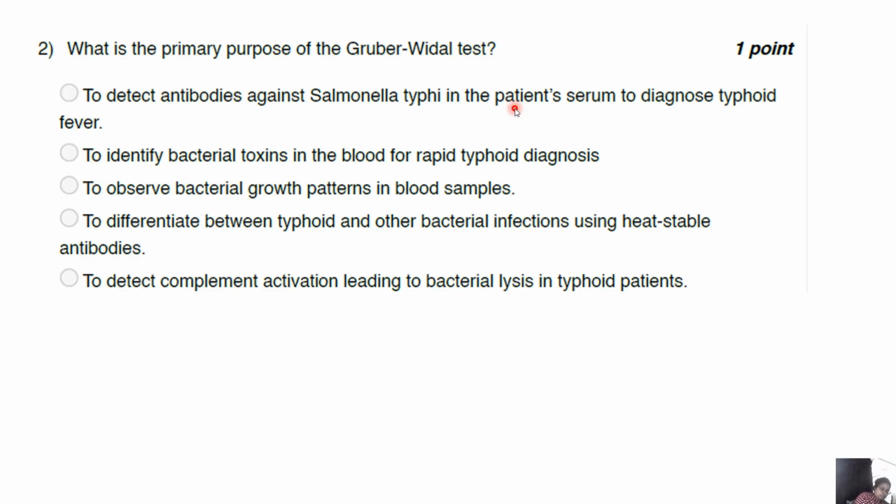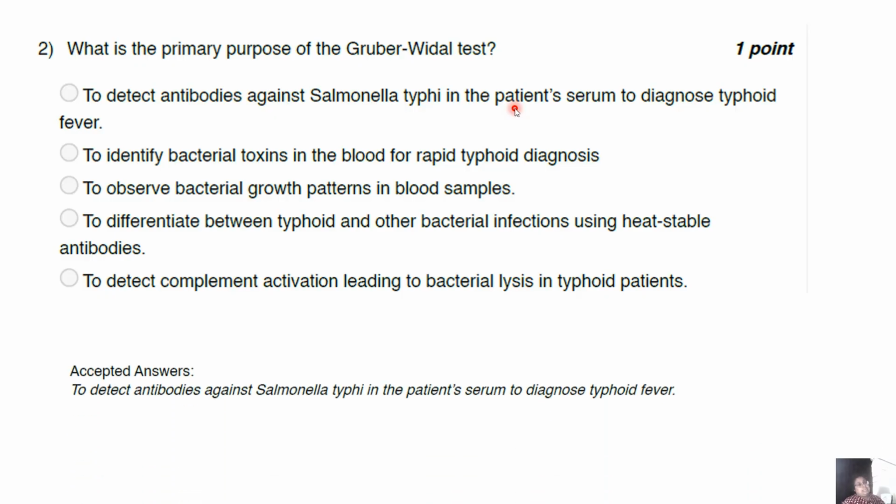So coming back to the question that we started with, what is the primary purpose of the Widal test? The option is A. To detect antibodies against Salmonella typhi in the patient's serum to diagnose typhoid fever. Okay? If anybody has any doubt in these questions, you can let me know.